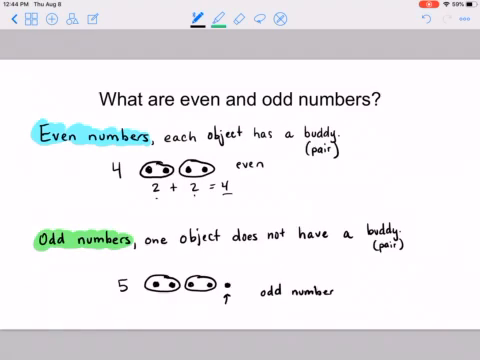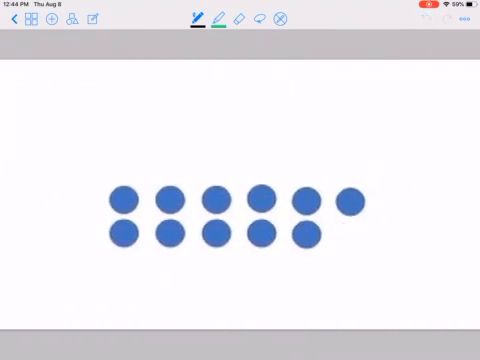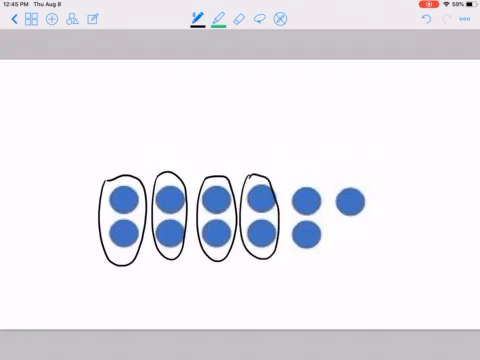So now let's practice. We're going to determine if this image, this picture, represents an even number or an odd number. So what's our strategy? We're just going to start finding pairs. So I'm going to circle groups of 2. There's 2, 2, 2, 2, 2. Oh, and then there's one left over. So this is going to be an odd number.